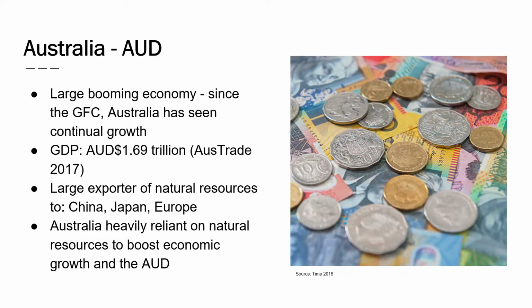The background of the Australian economy. Australia has had a large booming economy since the GFC. Australia has seen continual growth. As of 2017, the GDP was 1.69 trillion. It is a large exporter of natural resources, especially to China, Japan and Europe. And Australia relies heavily on natural resources to boost economic growth in the AUD.